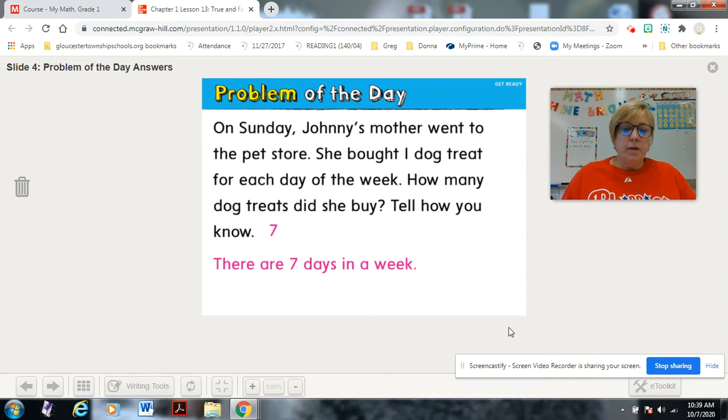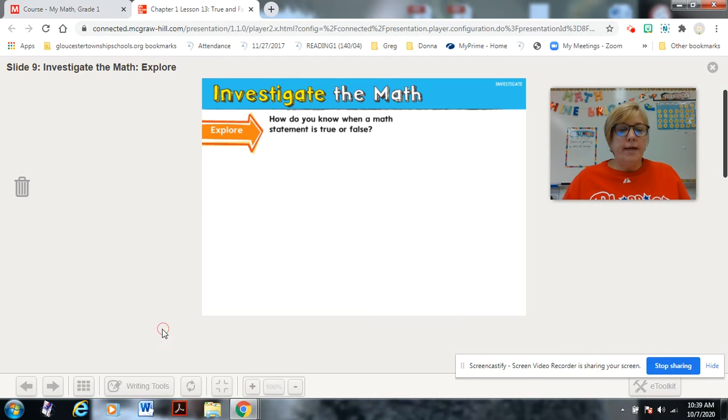Okay, she bought 7 dog treats. How do you know? That's right. There's 7 days in a week. So let's double check that. There's Sunday, Monday, Tuesday, Wednesday, Thursday, Friday, and Saturday, which is 7 days. That's right. So 1 treat for every day. Okay, good job.